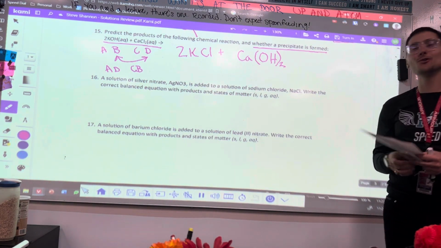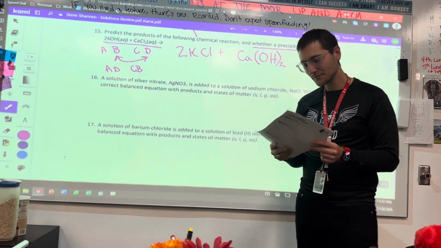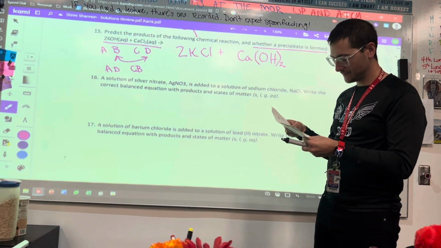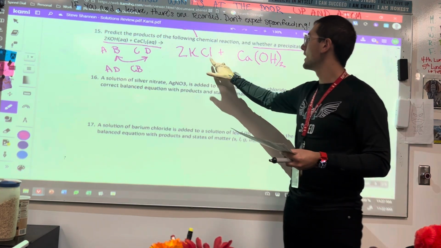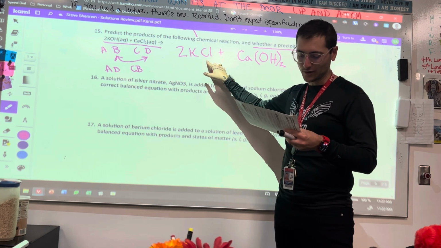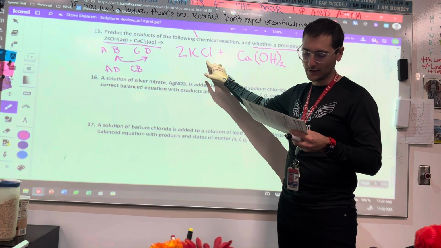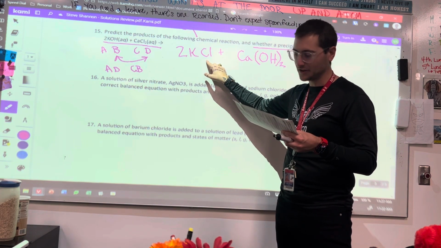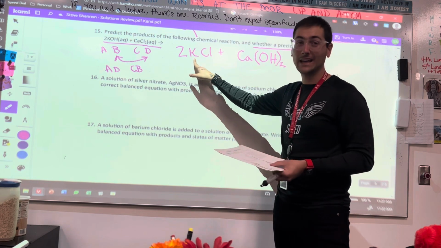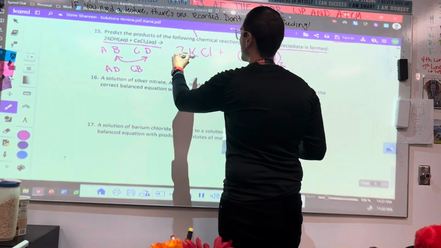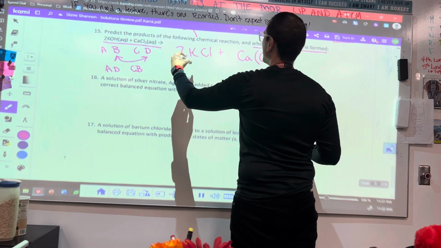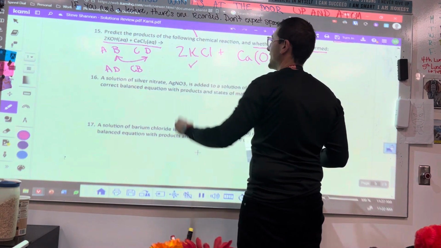So I go to chlorine. I find chlorine, and I see that chlorine is soluble unless it's with Ag, Pb, and Hg. None of those are K. So potassium chloride is going to dissolve. This is not a precipitate.